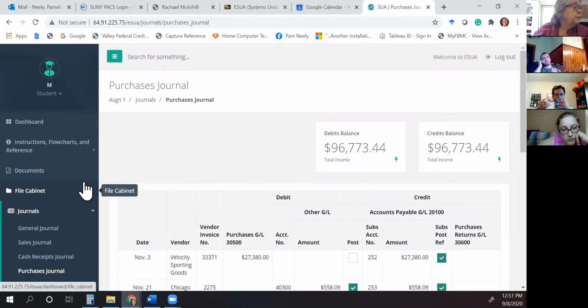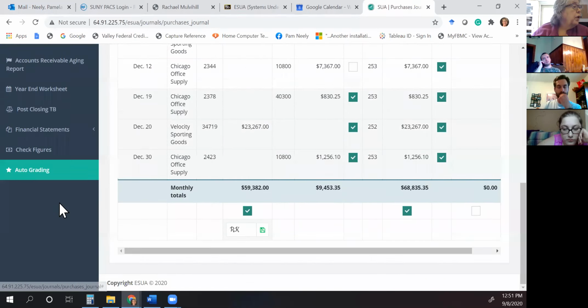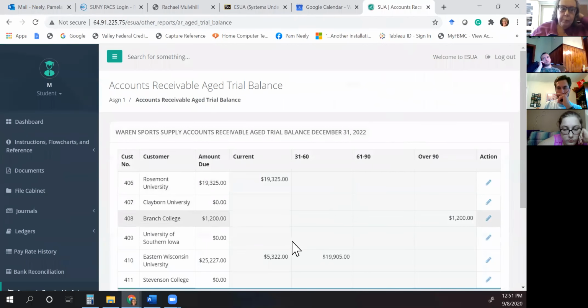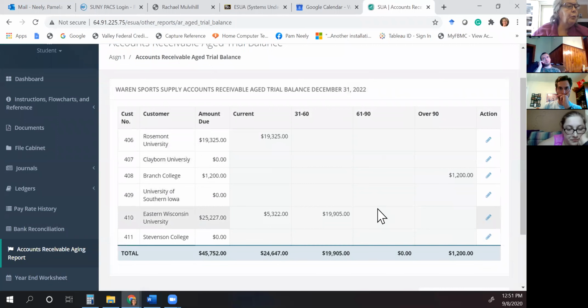What else? All right, so, and I already showed you the general ledger. Accounts receivable aging report, that's something you should be doing. Basically, on that, you want to take and you want to determine. And if you haven't done it, I'm kind of giving you a big heads up here.